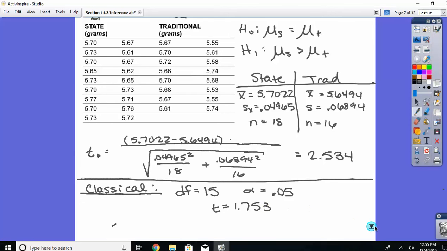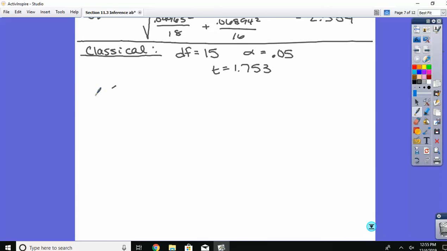okay, in picture form, that means here's my t. Anything above that, we would reject. Anything in that shaded region. The t we calculated for our problem was 2.53. So would we reject or not? Yeah.